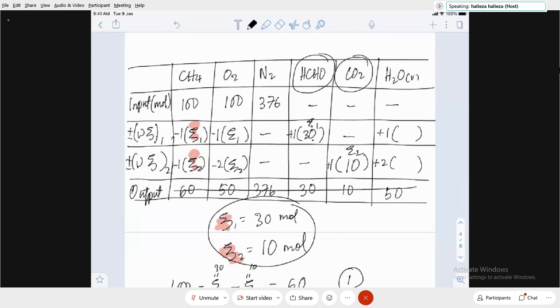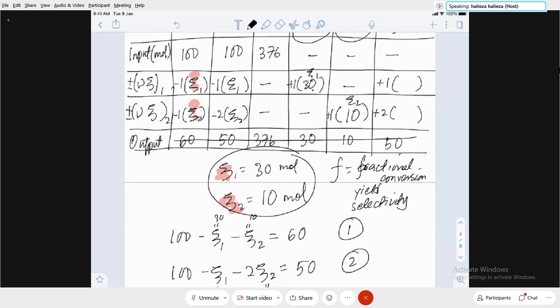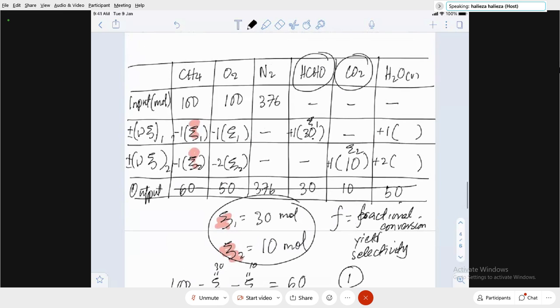You are given, for example, your fractional conversion. It should be given in the statement of your question, or your yield should be given, or your selectivity should be given. These are the terms that you come across when you have multiple reactions. What is the other one? Yield, selectivity, and what else? That's it. Fractional conversion, yield, and selectivity. So any questions? Any other questions?